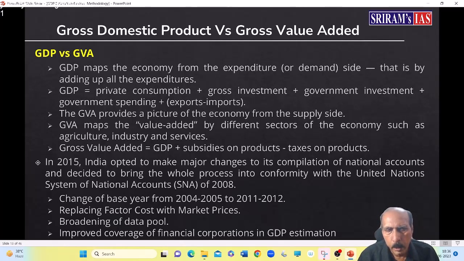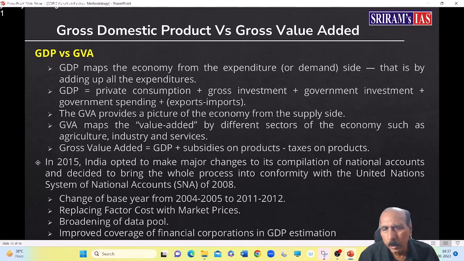And GVA, gross value added, provides a picture of the economy from the supply side. As I said, in the output method, we use the value added. For each sector, we calculate the value added by that particular sector over and above the value of the inputs, because every industry adds something over and above the inputs they are using. They are selling that new product in the market, produced with the use of inputs. But to calculate the net value addition by that particular sector, we have to remove the value of inputs used in the production of that particular product. That's why the GVA gives you the position of the economy from the supply side, while GDP gives you the economy's position from the demand side.